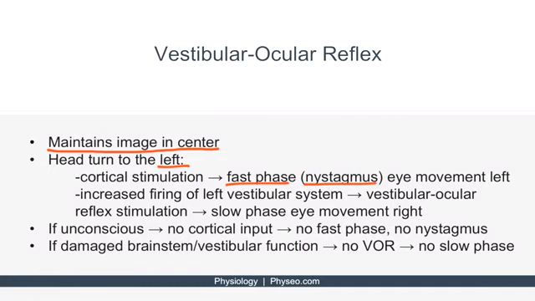And also the head turning to the left would cause the slow phase to move the eyes to the right. And if a patient's unconscious, that means there's no cortical input, so there's no fast phase or nystagmus. And if there's brainstem damage, there's going to be no vestibular ocular reflex, so there will be no slow phase. And that concludes this section.